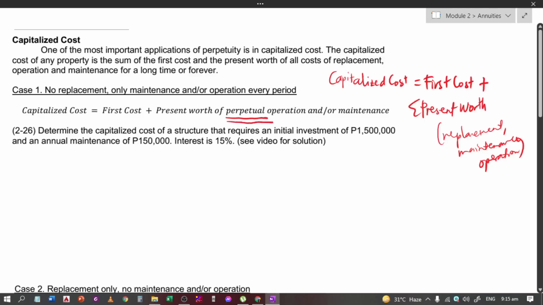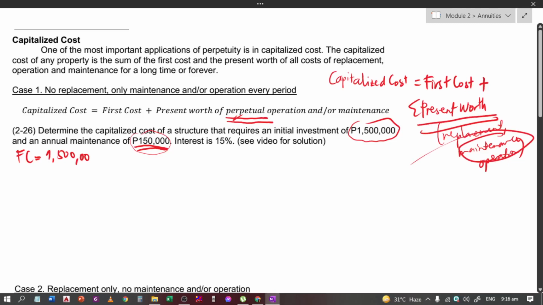And to determine the capitalized cost of a structure that requires an initial investment of 1.5 million and an annual maintenance of 150,000, interest is 15%. Yan. So, yung first cost natin dito ay yung initial investment which is 1.5 million pesos. Then, meron daw tayong annual maintenance na 150,000. Again, yung 150,000 ay perpetual. So, indefinite. So, i-draw natin. Ang kailangan natin again is yung present worth nung maintenance.